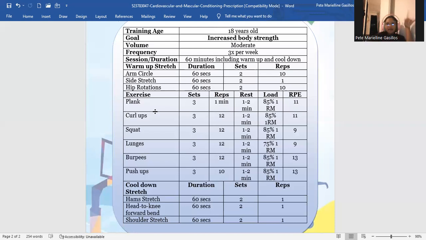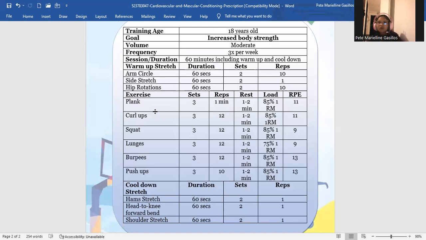Next is my load. My load is also the same as the other exercises, like the curl ups and plank. I choose RPE 9 since squat is very light for me. It's very easy. And next is the lunges. I also decided to have 3 sets and 12 reps.